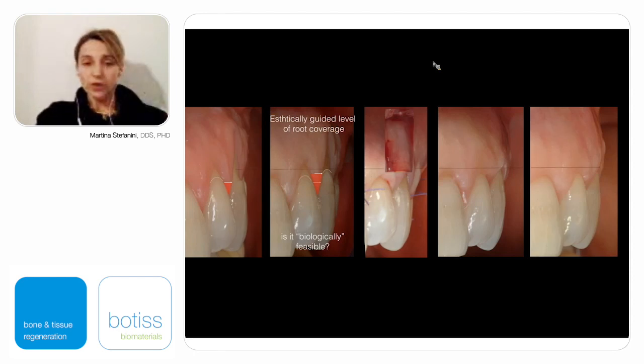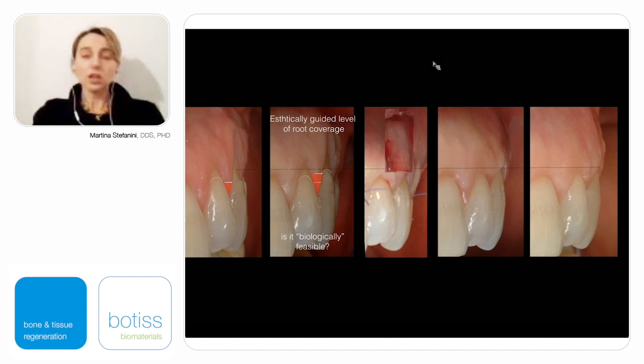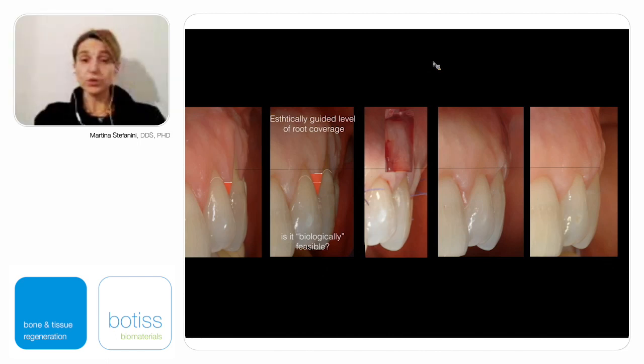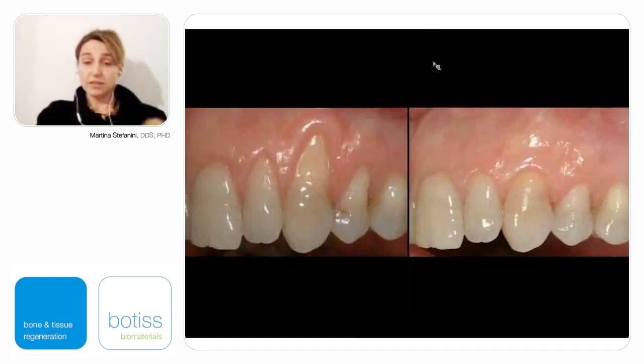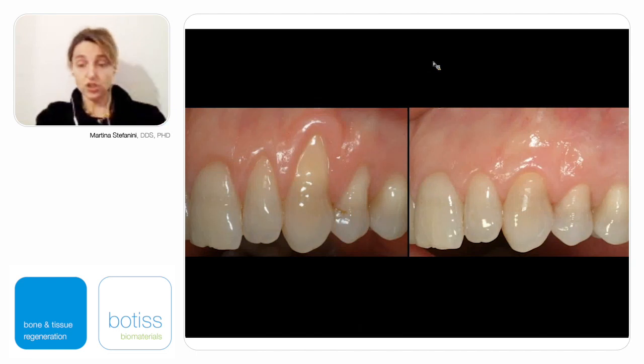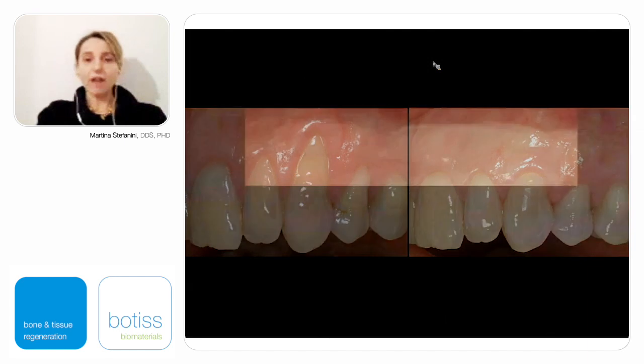And complete root coverage means root coverage obtained at the predetermined level, where we restore in a biologically, aesthetically guided position our cemento-enamel junction. And thanks to the adjunctive use of the collagen matrix, we were able to obtain also with time a soft tissue increase. And this is of paramount importance in order to reduce the risk of recurrence of the gingival recession with time. And this is the picture showing you the complete case 1 year after the surgery.